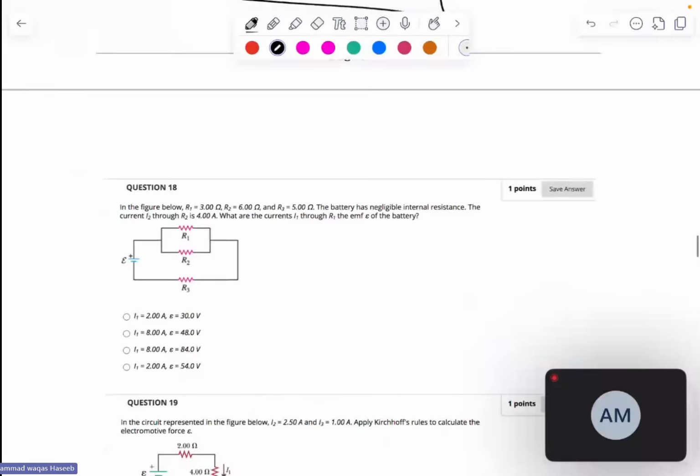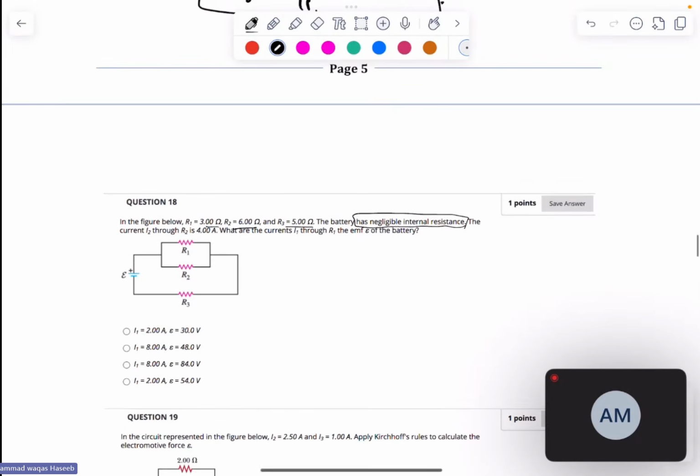Okay, next question is another circuit. So in the figure with R1, R2, R3, the battery has negligible internal resistance. So we ignore the internal resistance. The current I2 through the circuit is 4 ampere. What is the current in resistance R1? So if you see this diagram, R1 and R2 are in parallel. In parallel, which thing remains the same?